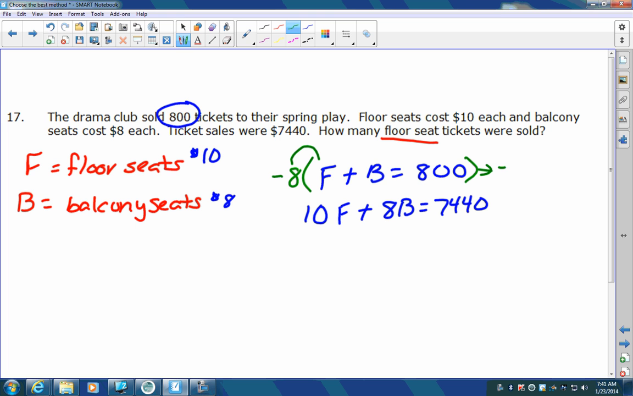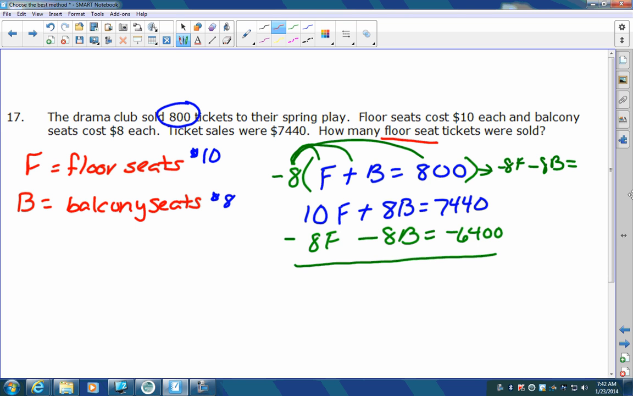So I rewrite this out to the side. -8F, -8 times B, -8B, -8 times 800. -8F, -8B equals, what is that, -6,400? I'm just taking -8 times 800. Now, let's put those together. 10F minus 8F is 2F. The B's cancel.